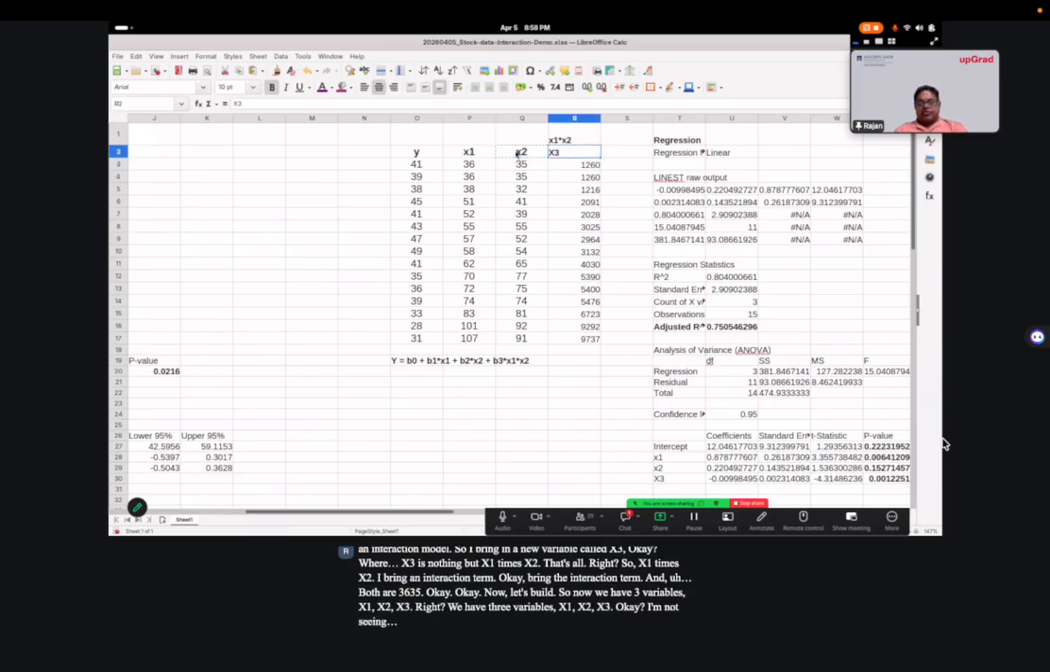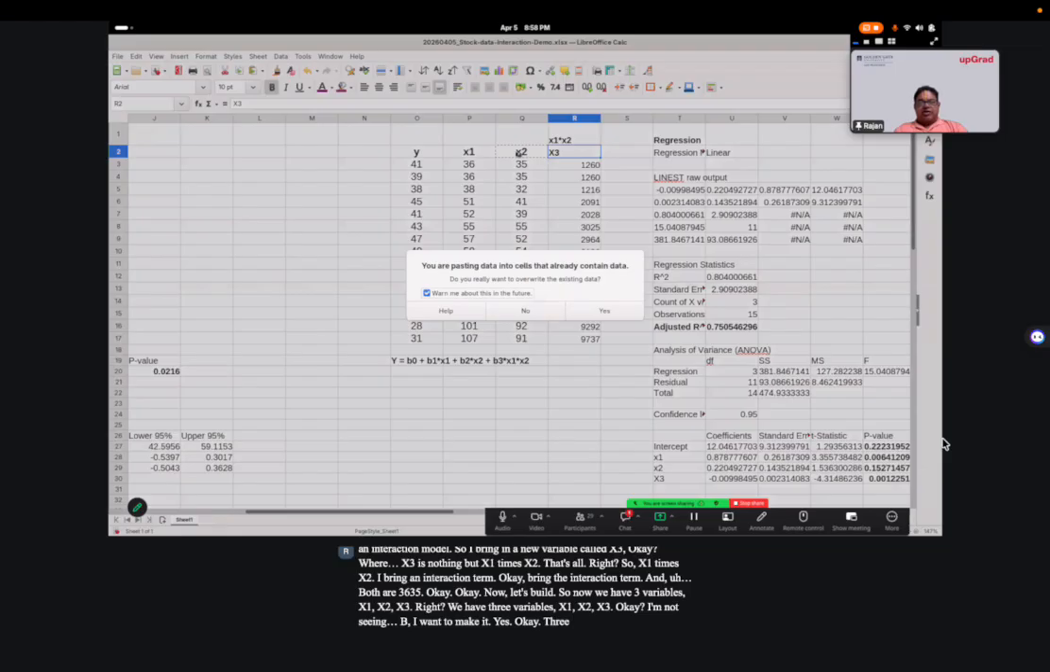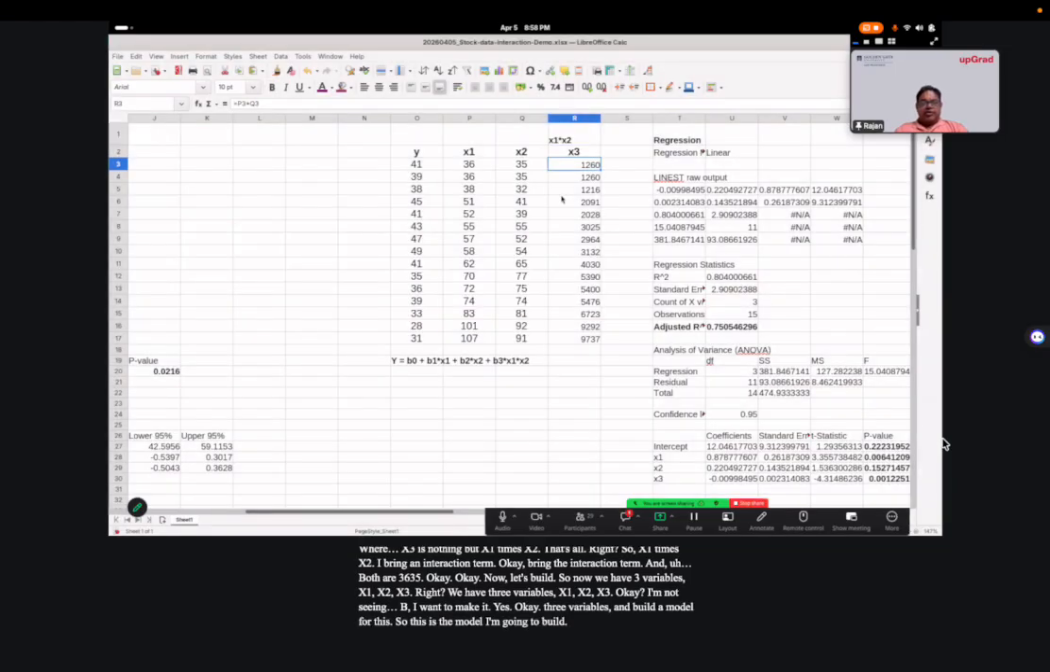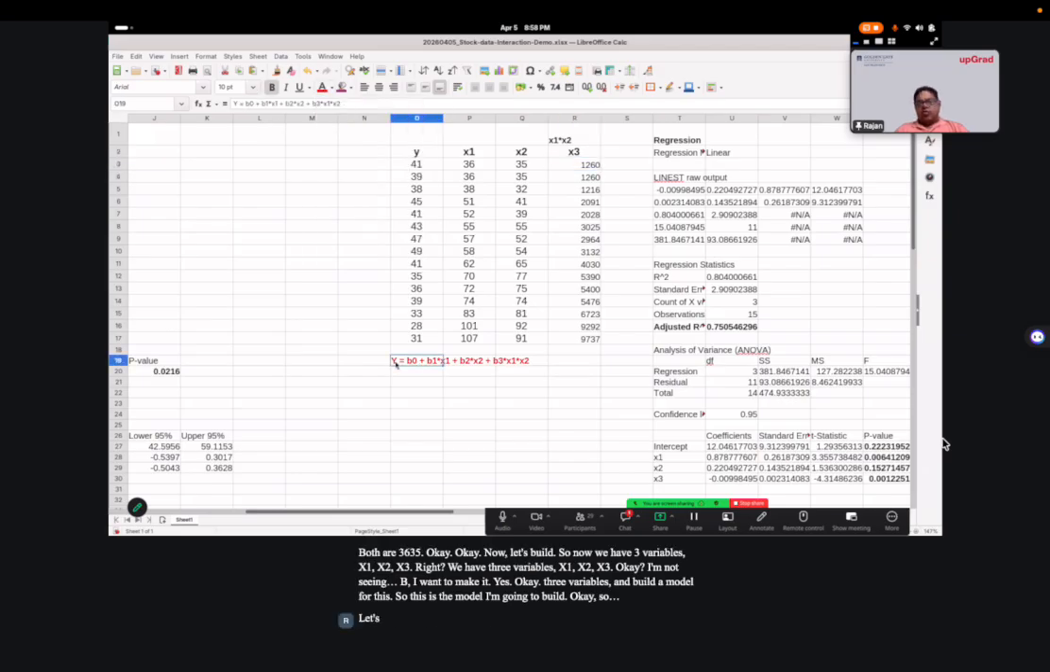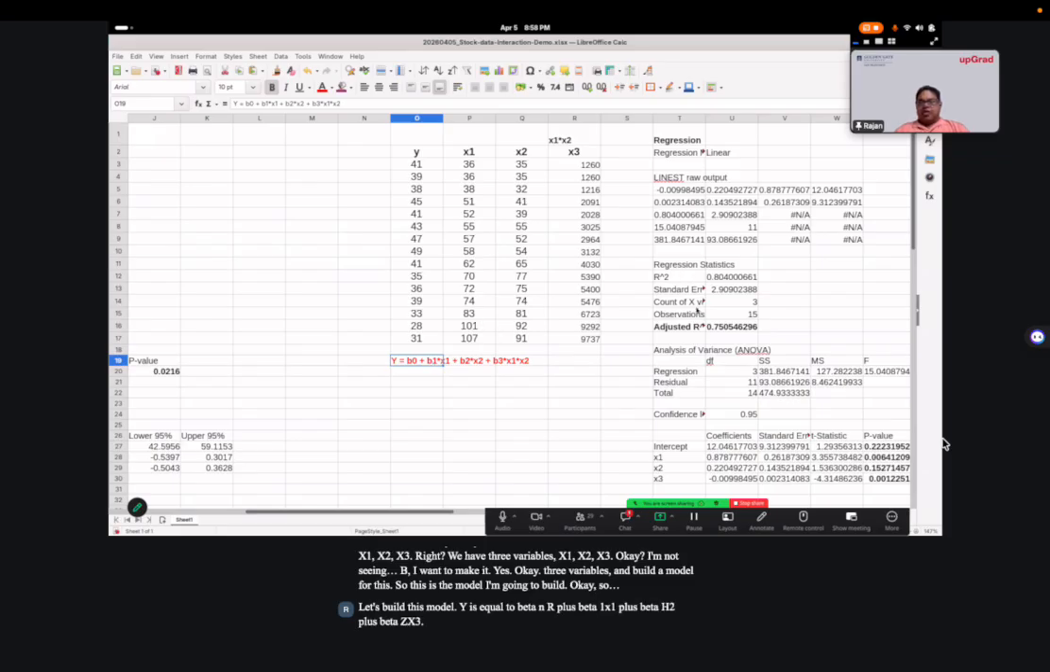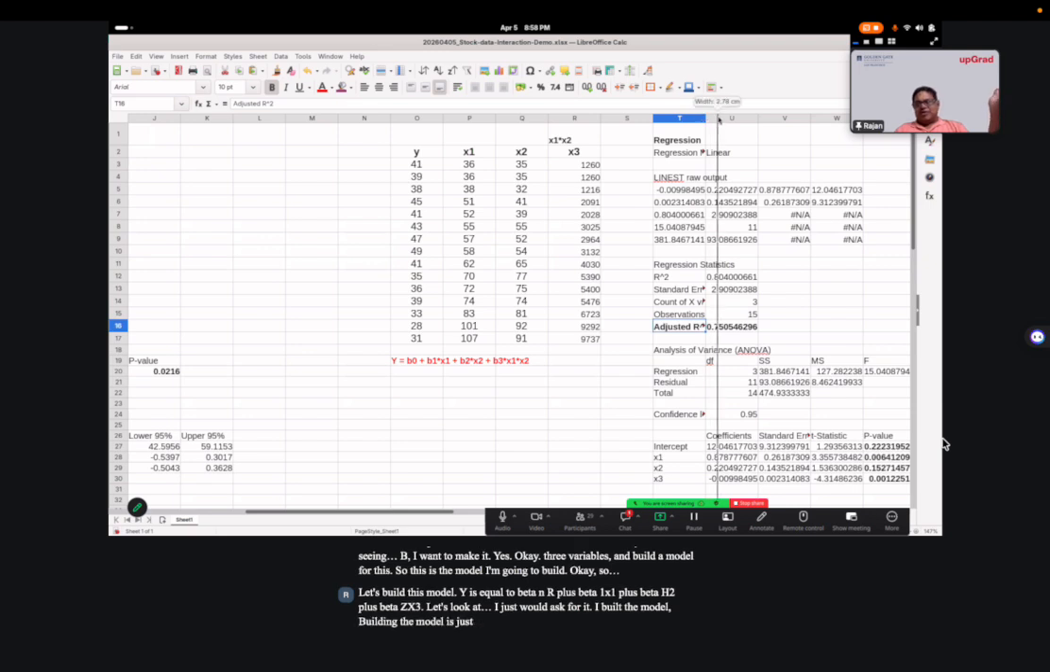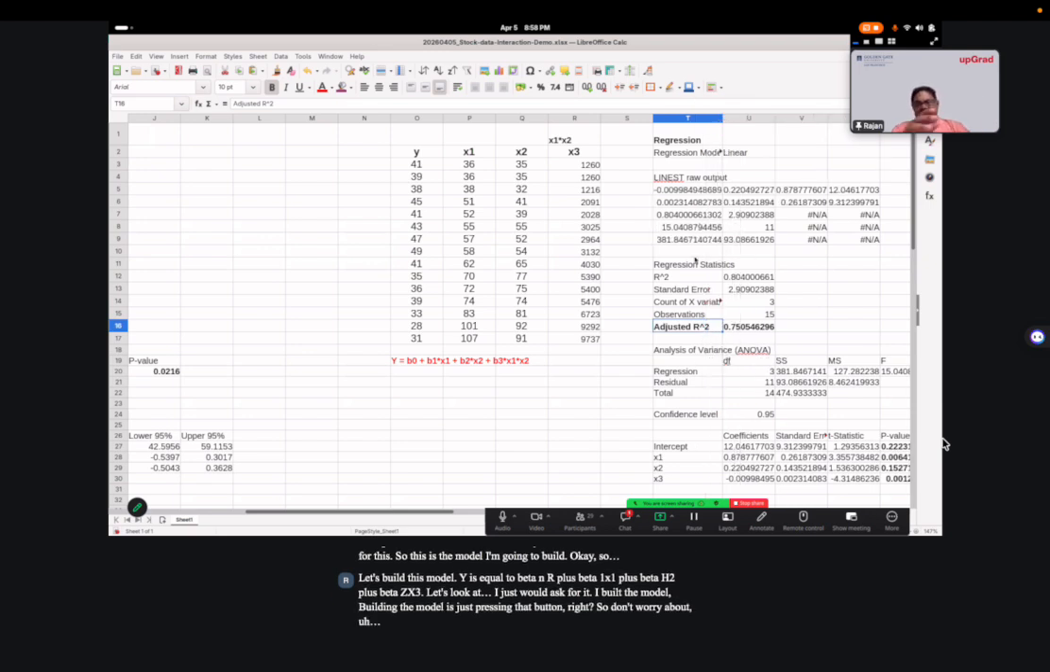I have 3 variables and build the model for this. So this is the model I'm going to build. Let's build this model. Y is equal to beta naught plus beta 1 x1 plus beta 2 x2 plus beta 3 x3. Let's look at adjusted R squared. I built the model. Building the model is just pressing that button, right? So don't worry about going and dragging and dropping all these things. So I built this model.